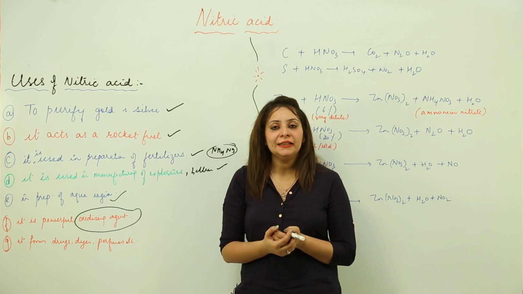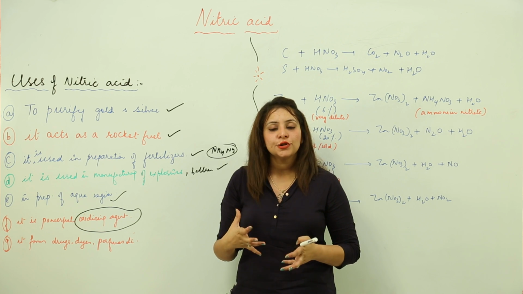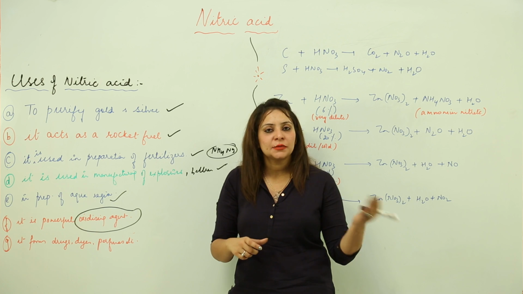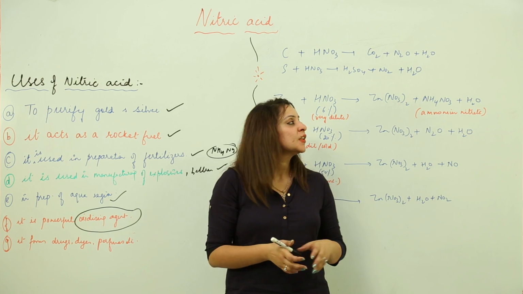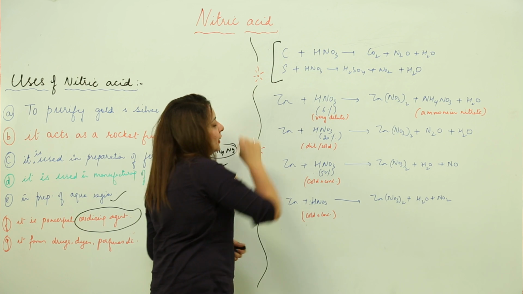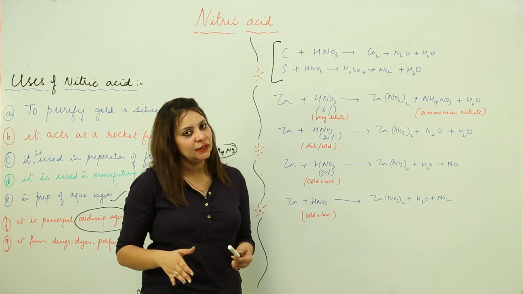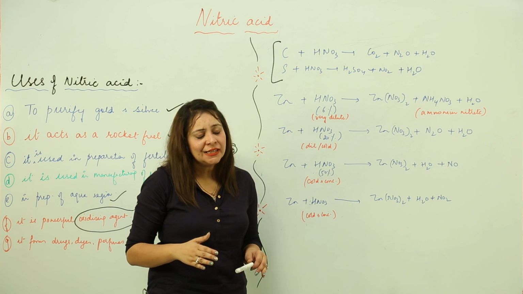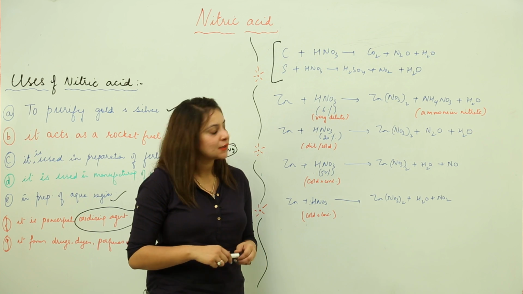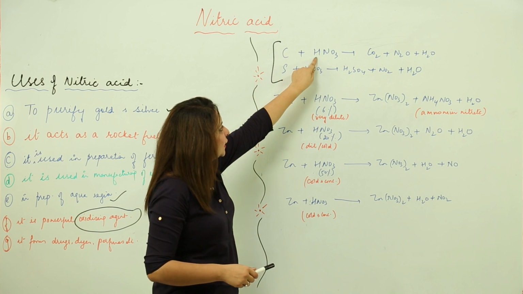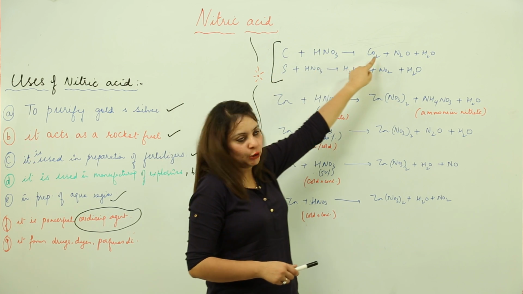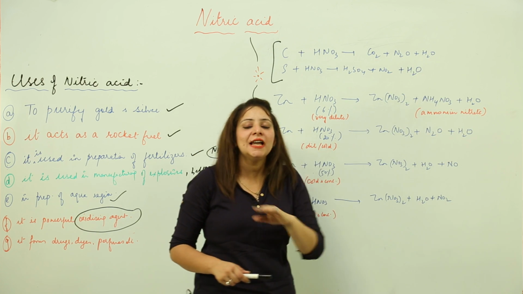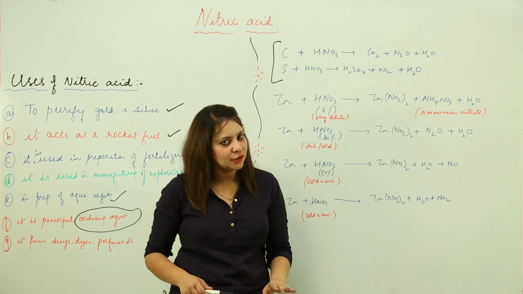The reason is that when it undergoes decomposition, it evolves nascent oxygen, and the nascent oxygen helps in oxidizing the substance. So, let us see how it oxidizes. Here I have a few examples of non-metals. Non-metals, whenever they react with nitric acid, produce respective gases or oxides, and sometimes we also get oxyacids. For example, when we dissolve C in HNO3, C gets oxidized to CO2, N gets reduced to N2O, and H gets oxidized to H2O. That means all the elements H, N and C are getting oxidized.